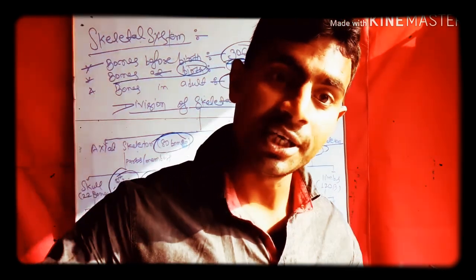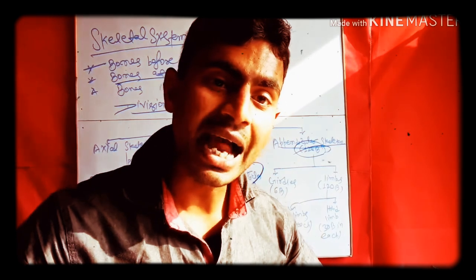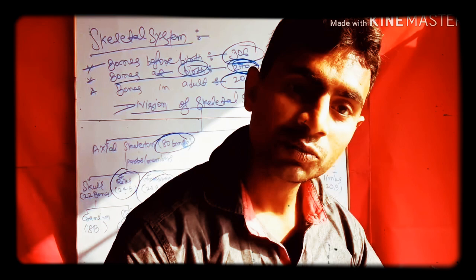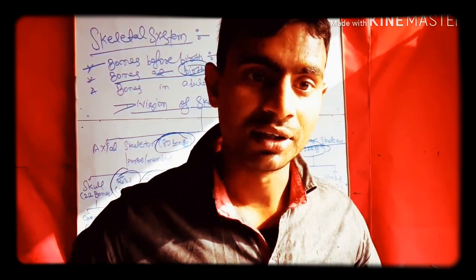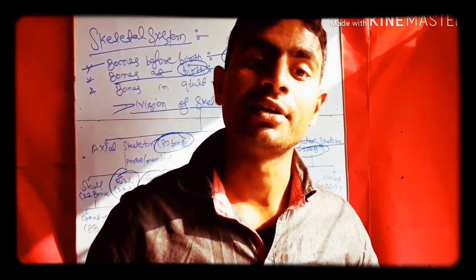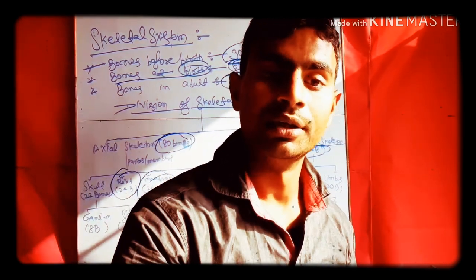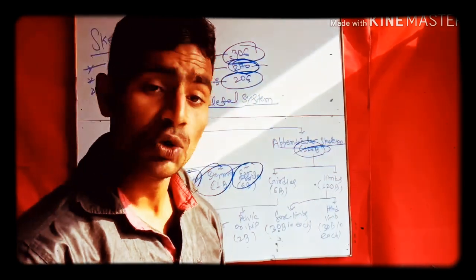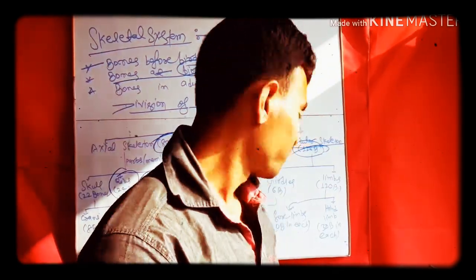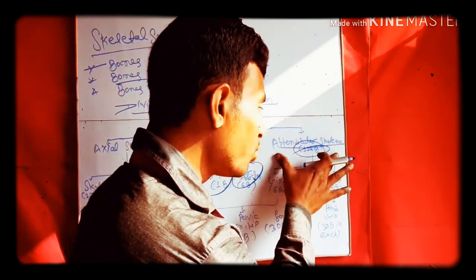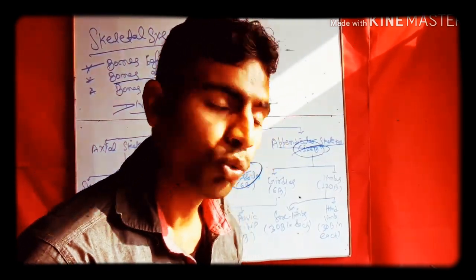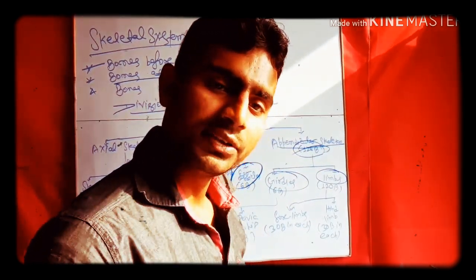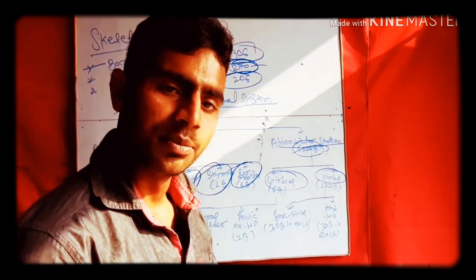How can we say that in the appendicular skeleton 126 bones are present? I never say it only by myself, we give proof. You can see here, and you can see also in your body, that the appendicular skeleton is divided into 2 parts. One part is the girdle part, another part is the limbs.